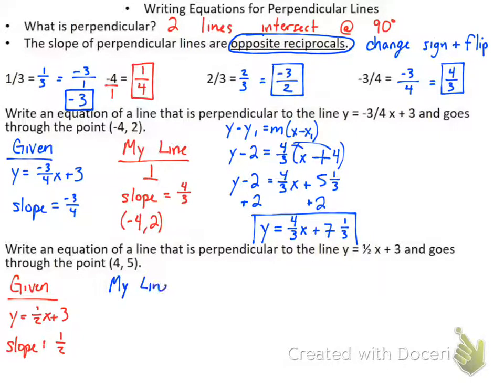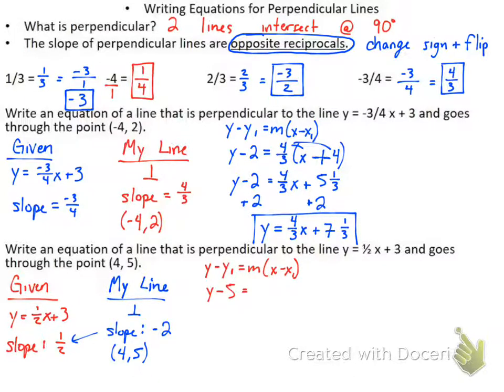So with my line, I want it to be perpendicular, which means I want my slope to be an opposite reciprocal of the slope given. So change the sign and flip it, which would be -2. Ordered pair that I want to go through is 4, 5. So again, I go y minus y1 is equal to m parentheses x minus x1. So I go y minus my y coordinate, which is 5, is equal to my slope, which is -2, parentheses x minus my x coordinate, which is 4.